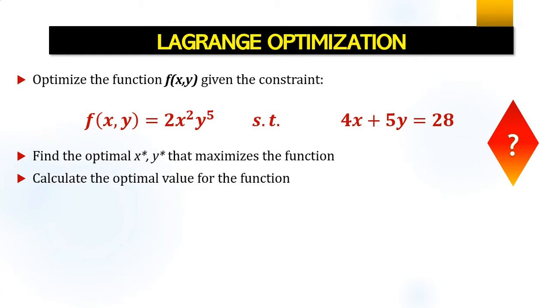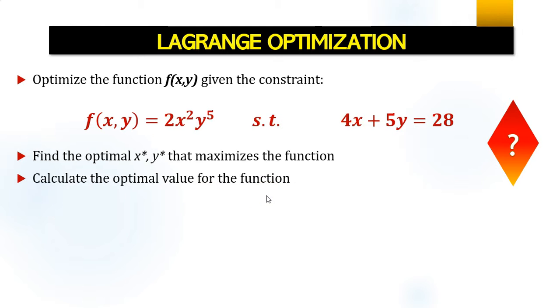In this exercise, we will illustrate how we can solve a constraint optimization by using the Lagrange functions. In this case, we want to optimize the function f subject to the following linear equation. Notice that in this particular case, we want to find the optimal x and y that maximizes the function, and then we need to calculate the optimal value for the function.